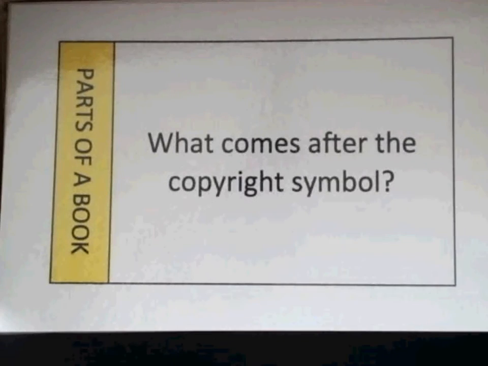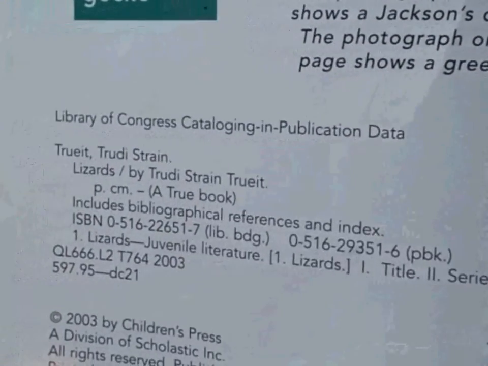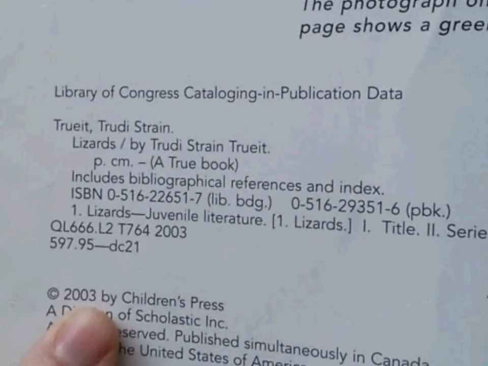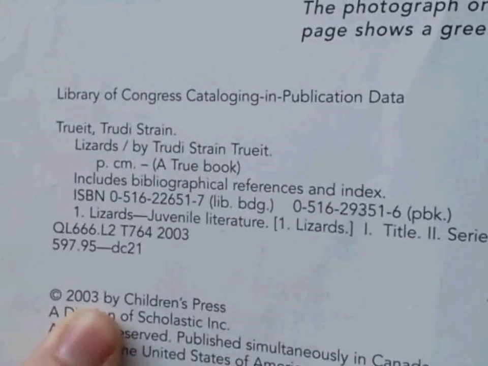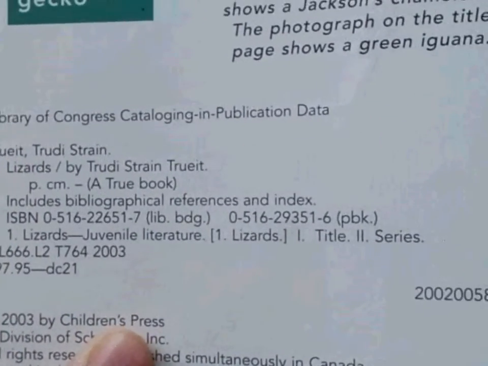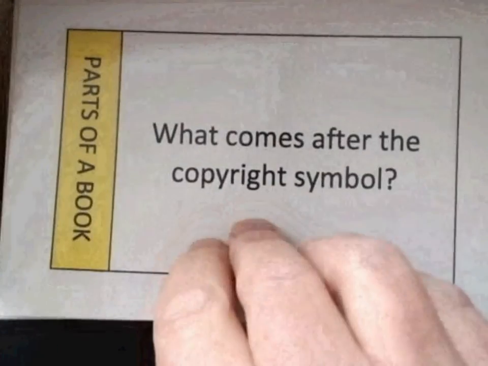What comes after the copyright symbol? We just looked at that one. After the copyright symbol is going to be a year of when that copyright was put into place. So this one was copyrighted in 2003, and it was copyrighted by Children's Press, so they own the rights to this book. This one is not owned by the author, it's owned by Children's Press.